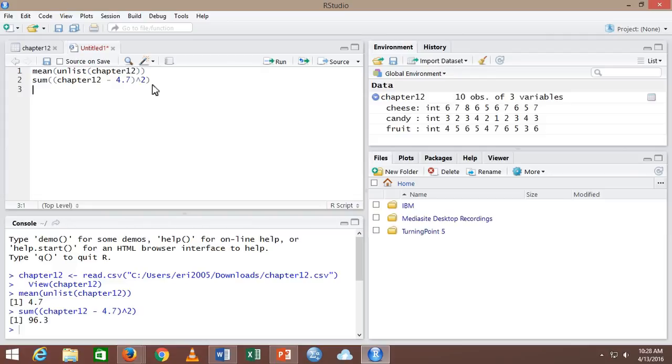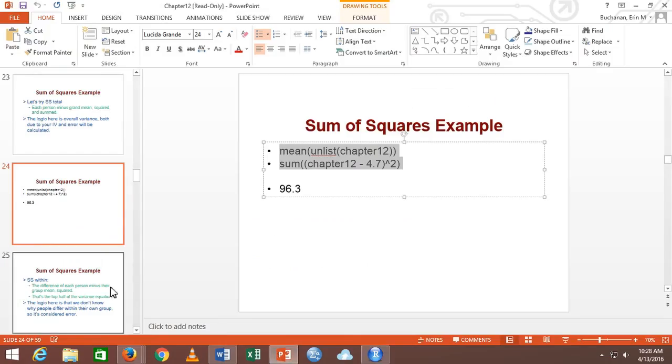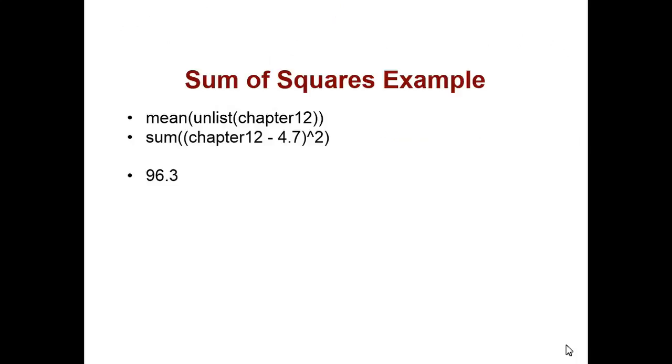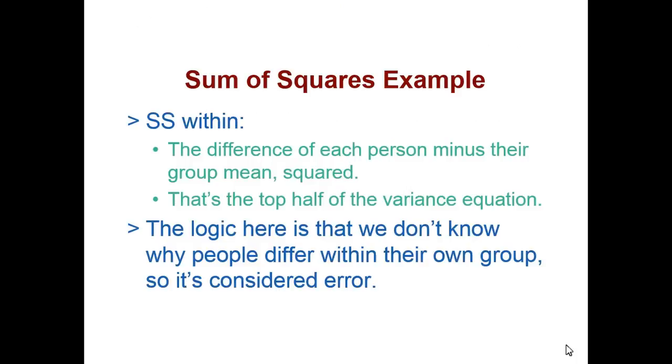So I have 96 points to work with. Hopefully most of that is due to the IV and not the error, because remember, you always want your IV variance to be bigger than the error. Okay. So that's calculating total variance.